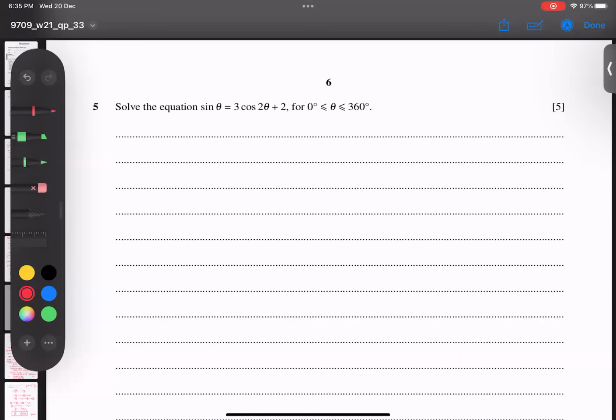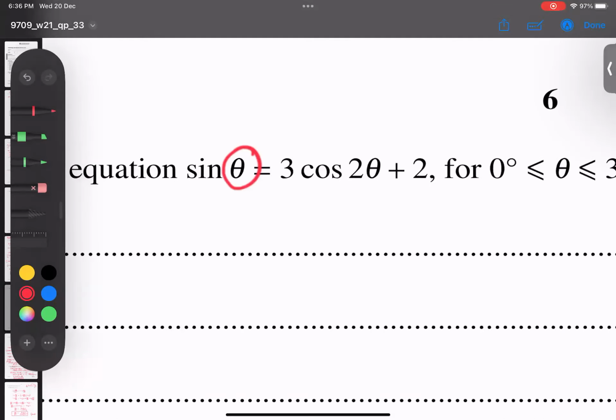Bismillahirrahmanirrahim. This is October 2021, 33 variant, question number 5. How can we do this student question? Look and see carefully, this is sine theta, single. The most important thing is the angle. This is a single theta, but here it is not single, this is double theta. 100% sure we will go for double angle formulas.